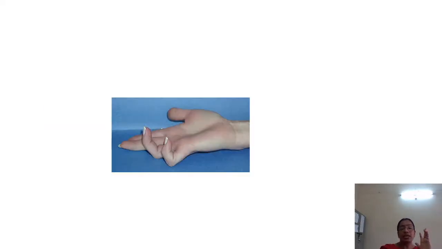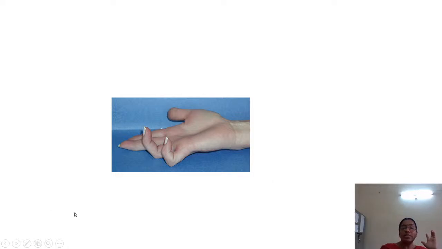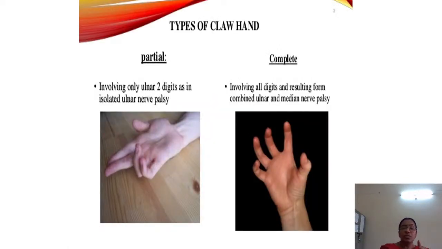So this is what you are seeing, the partial clawing of the hand, where at the metacarpophalangeal part there is hyperextension, whereas at the interphalangeal joints there is flexion. Ulnar nerve injury causes claw hand. This clawing is called partial clawing, involving only the two ulnar digits. Where both the ulnar and median nerves are involved, it is called a complete claw hand.